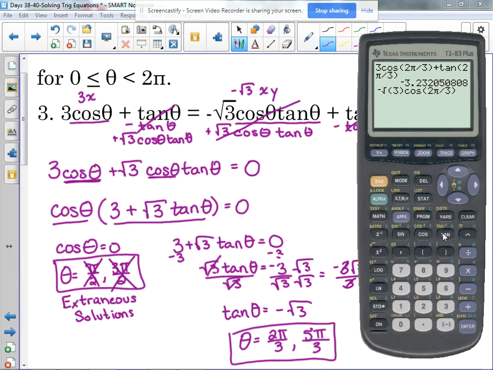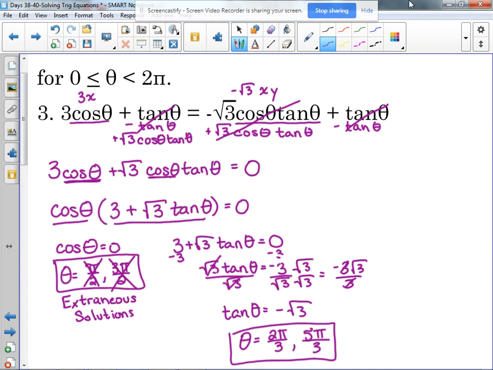Something you could do to save yourself a little bit of time and effort is to store 2 pi over 3 as x, so you don't have to type it in to every trig function here. It would save you a little time and effort. Okay, but moral of the story, left side of the equation equals negative 3.23, right side of the equation equals negative 3.23, so we're good. If 2 pi over 3 works, then 5 pi over 3 should be fine.